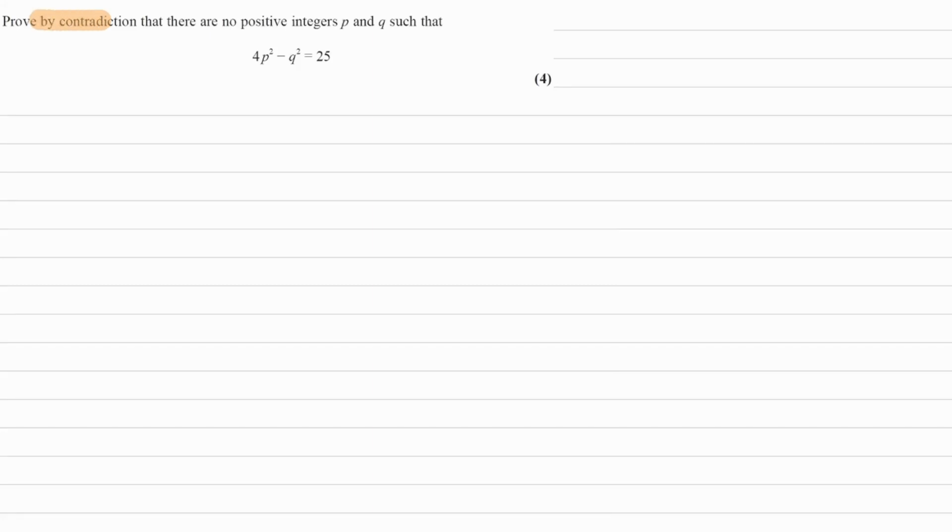Prove by contradiction that there are no positive integer solutions p and q such that 4p squared minus q squared is 25. So, for proof by contradiction questions, the first thing that we get is our assumption. And our assumption in this case would be, well, first of all, it's the negation of the statement that we have here. And the negation of the statement is that there is at least one set of positive integers p and q such that 4p squared minus q squared is 25.